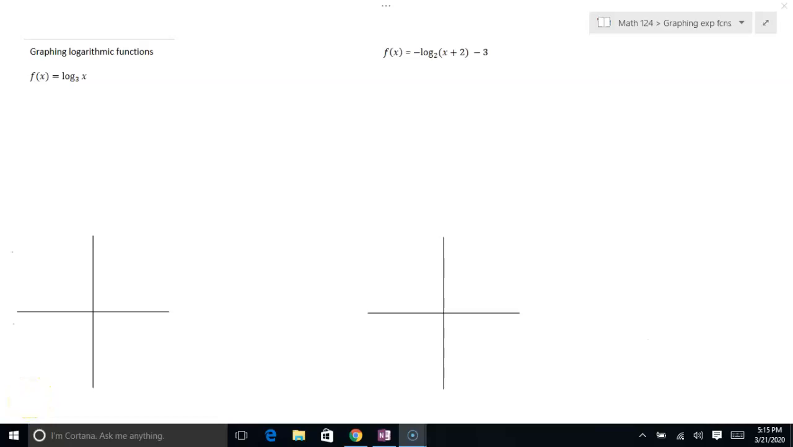We're looking at graphing logarithmic functions. We'll start with the one on the left here. It's a generic kind of logarithmic function, log base 3 of x, and work our way up to doing more complicated ones like the one on the right.